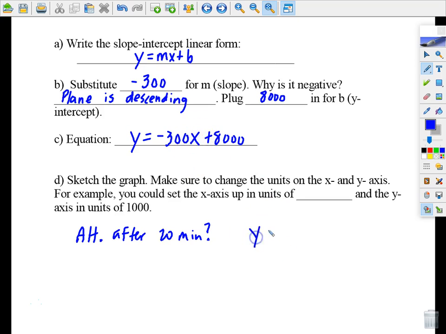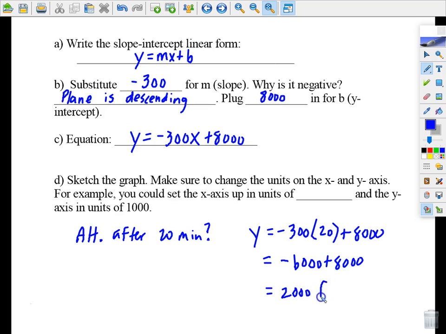Pretty simple. We just let 20 replace x in our equation, and we get negative 6,000 plus 8,000, and that's 2,000 feet. After 20 minutes, this particular plane that is progressing downward at that rate would be 2,000 feet off the ground.